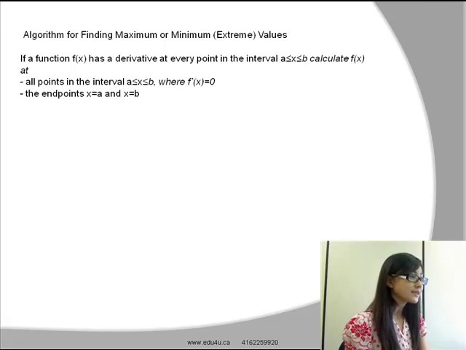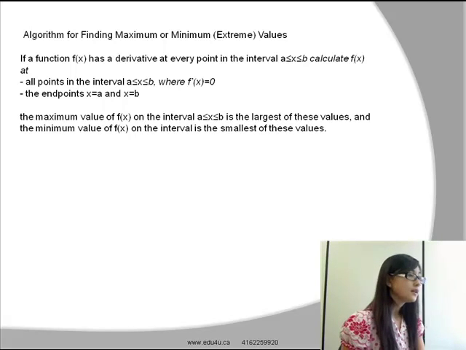Then we have to calculate f of x at the endpoints, where x is equal to a and x is equal to b. The maximum value of f of x on the interval a to b is the largest of all of these values, and the minimum value is the smallest.